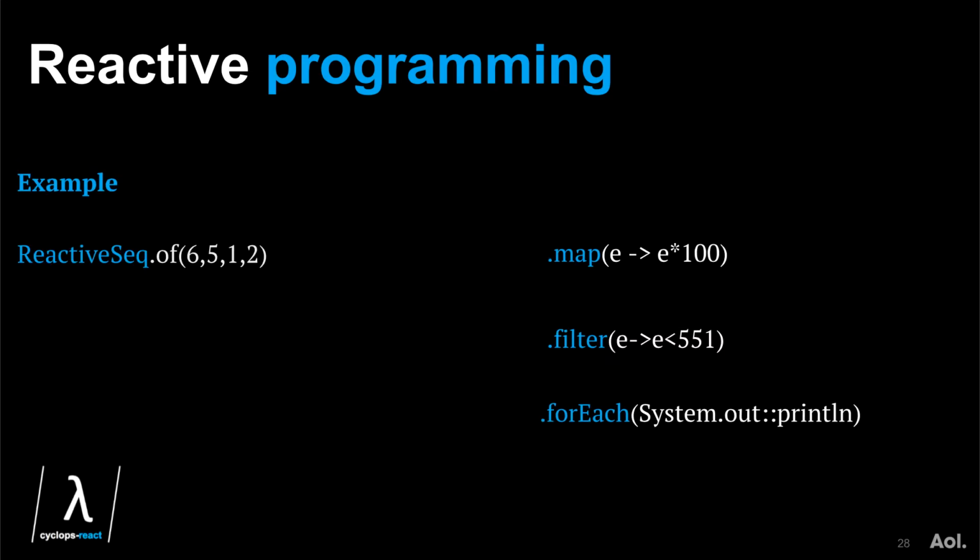So this is a concrete example using our cyclops-react library. This reactive-seq, or reactive-sequence, represents a sequence of values. In this case, we're passing in canned values 6, 5, 1, 2, but there's no reason why that couldn't be something that comes from an asynchronous data source or any other source, essentially. But for purposes of example, we're just going to pass in a canned data set of four values.